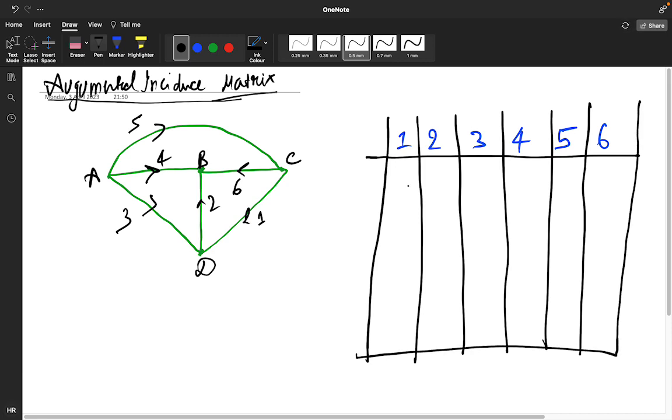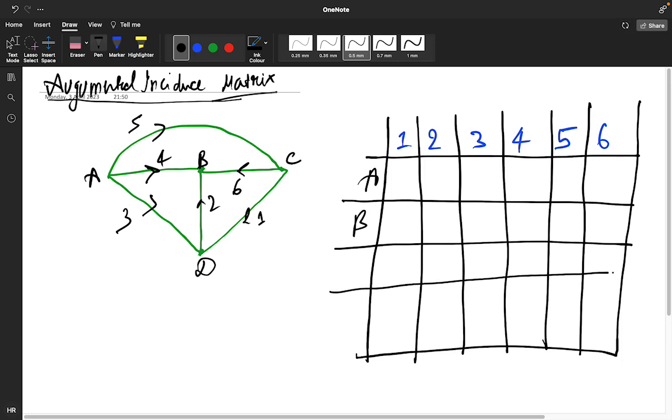Okay, now you have to make the nodes: A node, B node. How many nodes are there? 4 nodes: C node, and D node. Now you have to put zeros and ones. So in node A, branch 1 is coming from anywhere. Incoming current is coming in 1. So put 0.